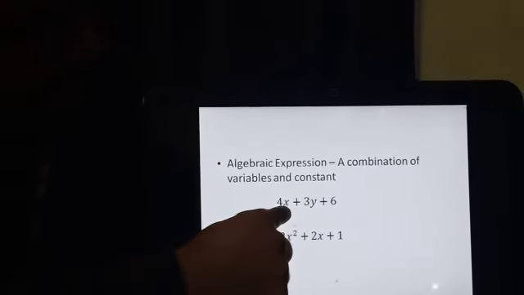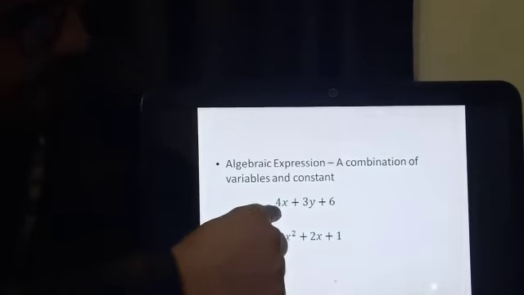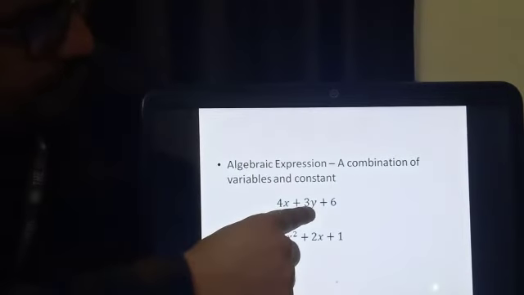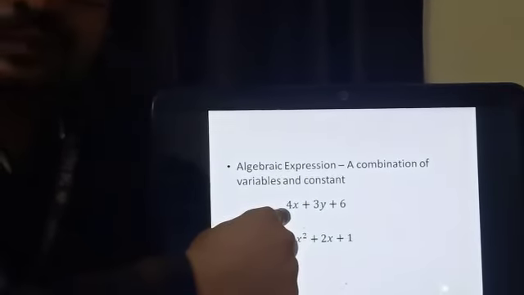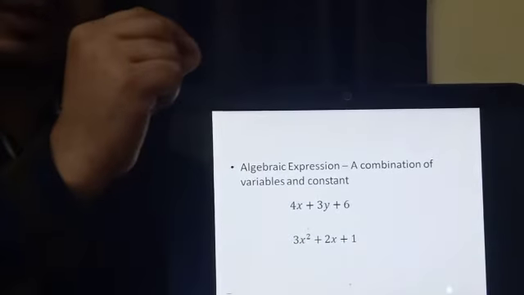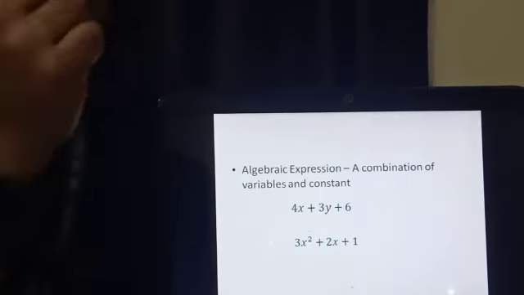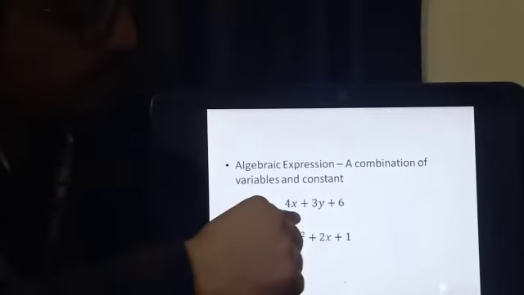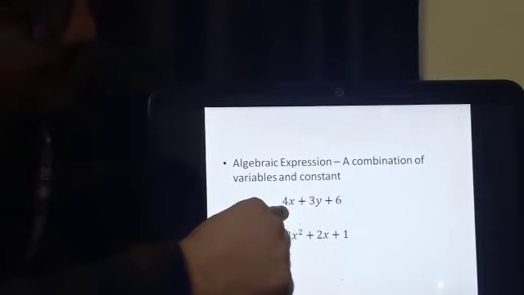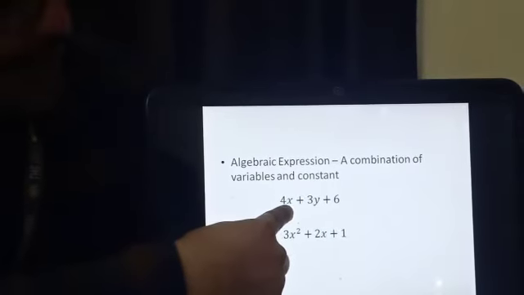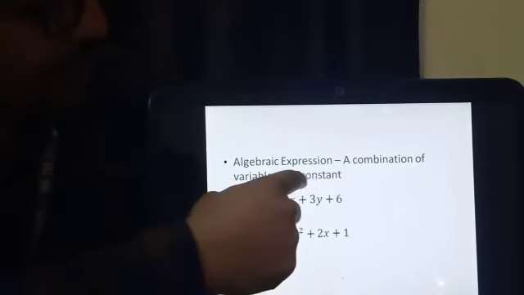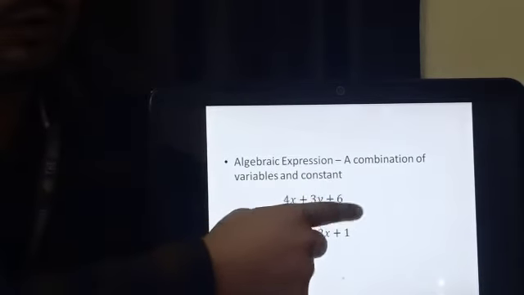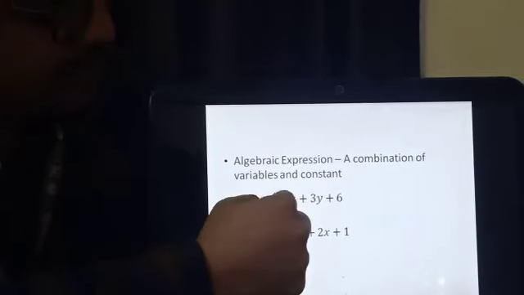Notice one important thing: what is the multiplier of x? 4. What is the multiplier of the y variable? 3. So the multiplier of any variable is called a coefficient. You will learn another term that is called a coefficient. So what are the coefficients? Coefficients are nothing but the multipliers of the variable. What is the multiplier of x? 4. What is the multiplier of y? 3, and this is a constant term. Overall this is an algebraic expression, that's why it is called a polynomial. So it is a polynomial consisting of 3 terms.